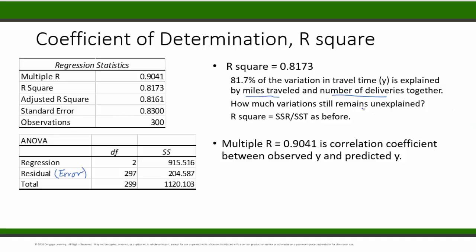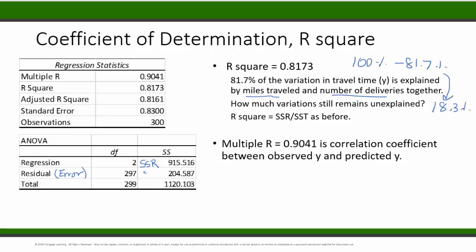How much variation still remains unexplained? Well, it will be just 100% minus 81.7%. So 100 minus 81.7% is 18.3%. As before, R squared can be obtained as the ratio of SSR and SST. The sums of squares are given in the second table here. Here is the SSR, sum of squares due to regression.